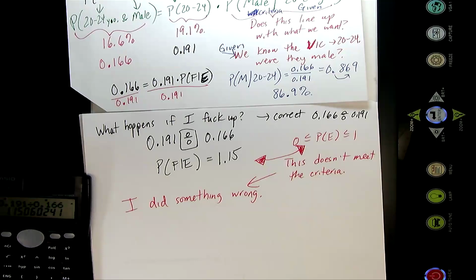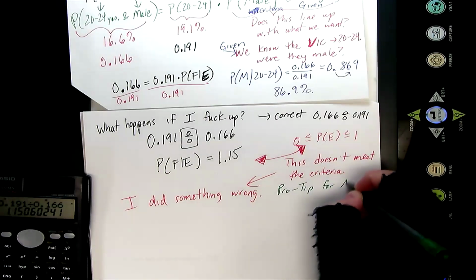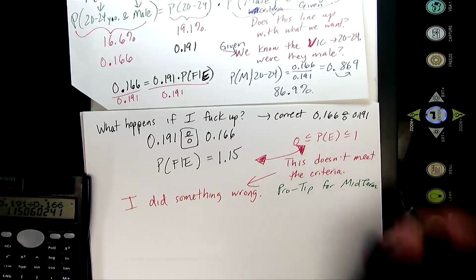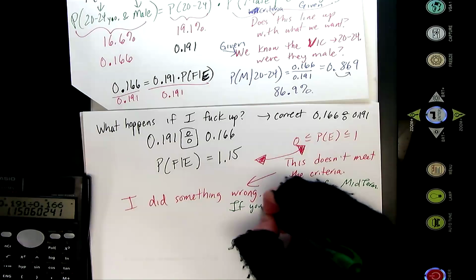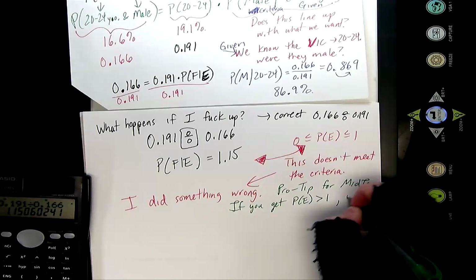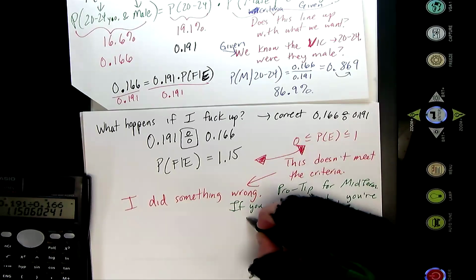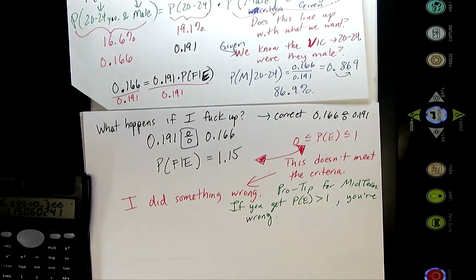Okay? That's a pro tip for the test. Pro tip for the midterm. There are probability questions on there. If you get a probability greater than 1, you're wrong. You don't even need to wait to see what the computer says. And you're gonna get marked wrong, because there's no chance it's correct. So if you get that, go back and look for what you messed up. Go back and find it.